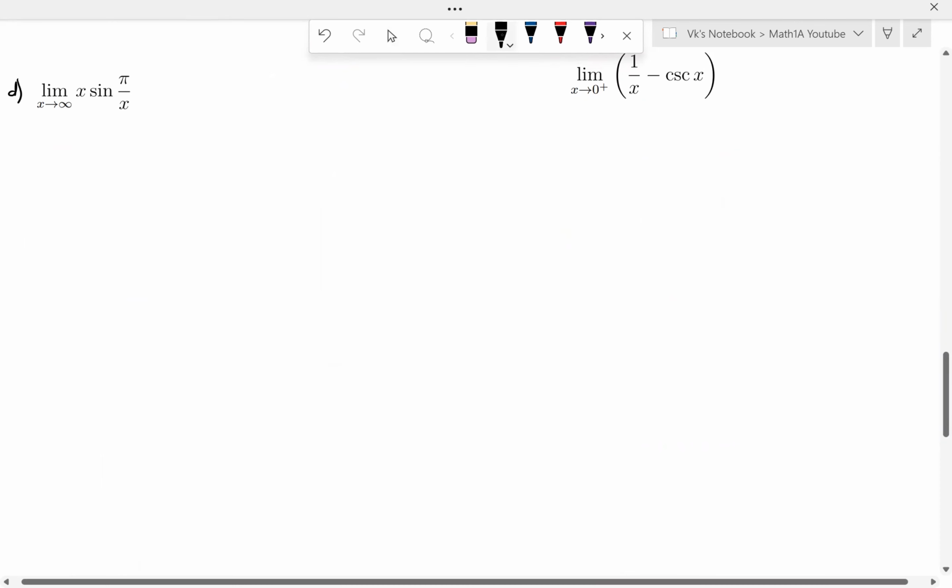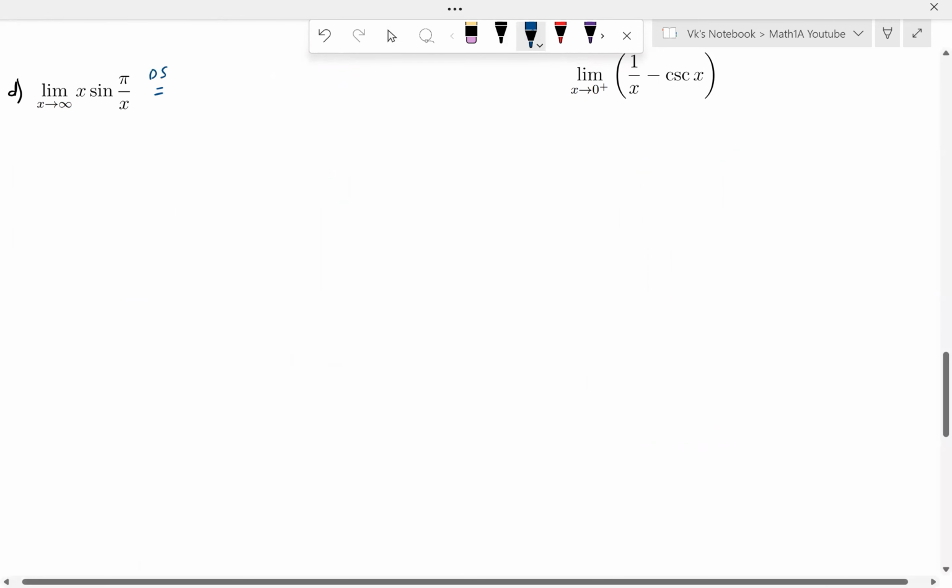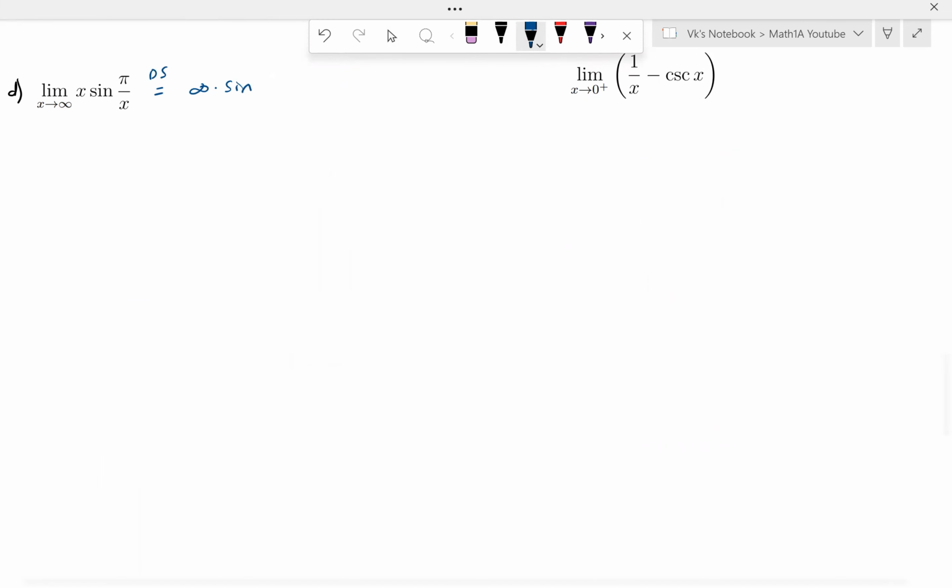D. Limit as x goes to infinity of x sine of pi over x. Let's do a direct sub here. We get infinity multiplied by sine of pi over infinity, so infinity times sine of 0, which is 0. Indeterminate product. We've got to turn it into a quotient. We can always turn a product into a quotient using this little trick.